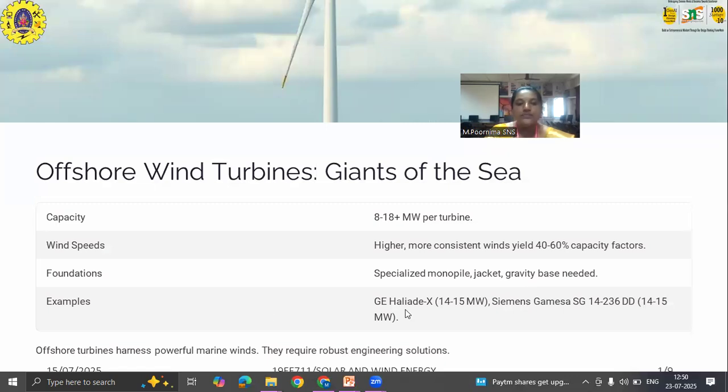Examples are the Siemens Gamesa SG 14-236 DD, which is 14 to 15 megawatts. This is one example of an offshore wind turbine which is used recently.